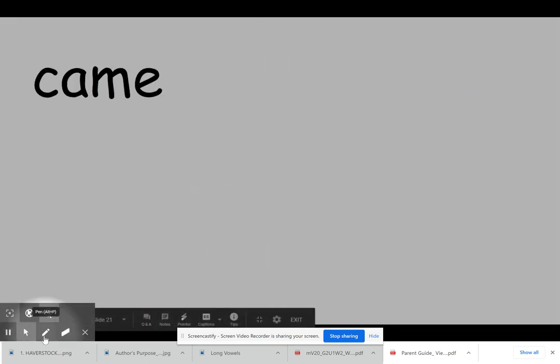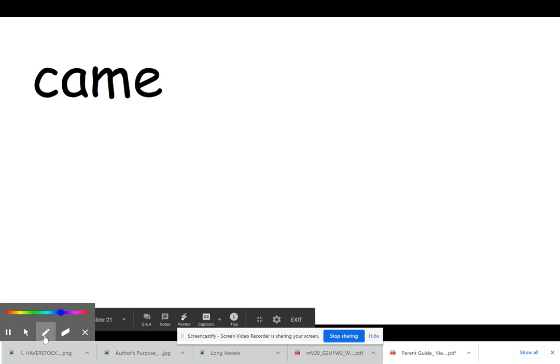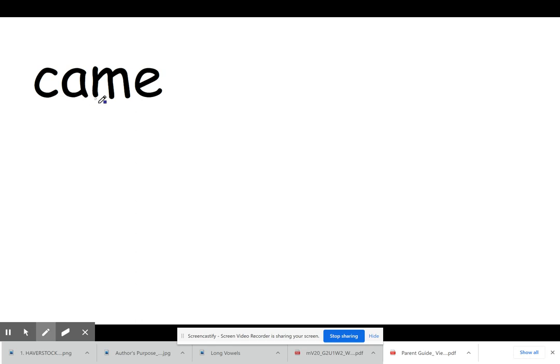So we are going to be practicing our sight words for this assignment, and I'm going to be doing it with you so you can follow along with me in your journal. And so our first sight word is came. C-A-M-E. Came. So we are going to make stair steps with the word came.